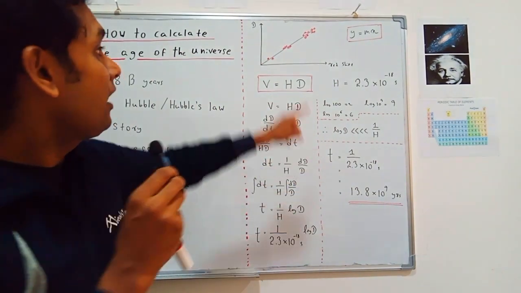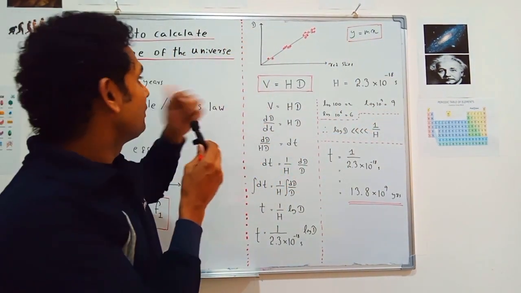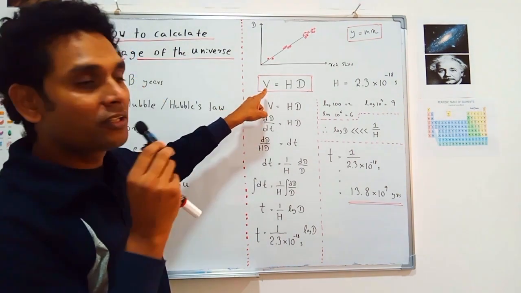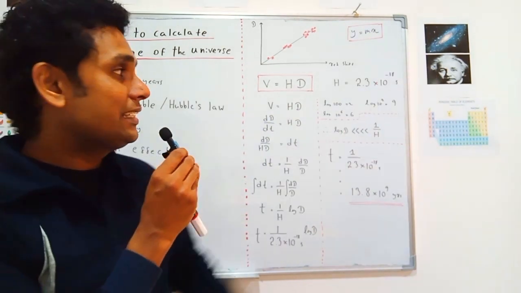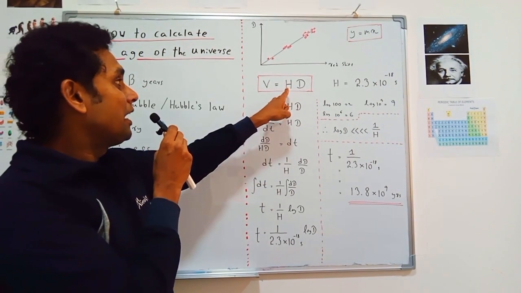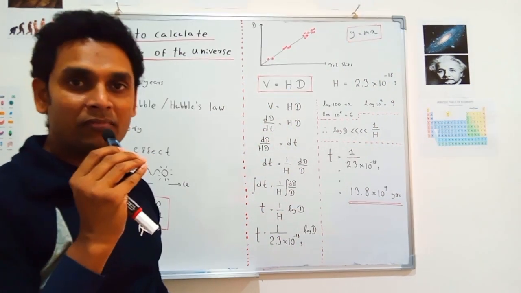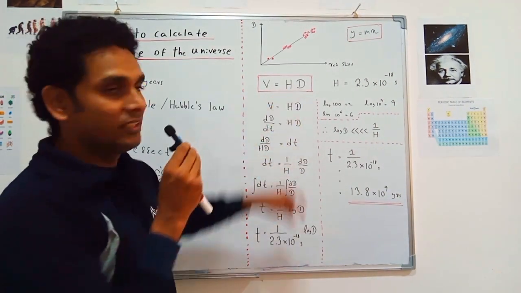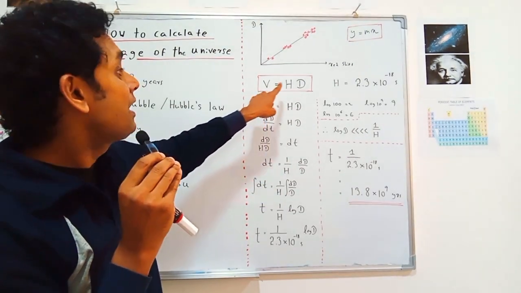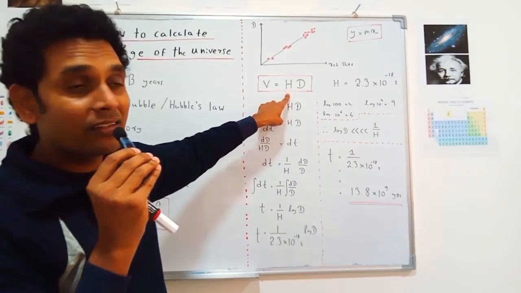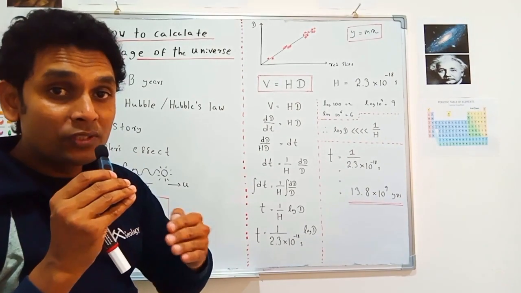Then he understood that if the graph is of the y equals mx type, then v, the velocity at which the stars are moving away from us, is equal to mx type, meaning a constant multiplied by the distance. V equals Hd. V is the velocity at which the stars are moving away from us, H is Hubble's constant, and d is the distance from us to the star.